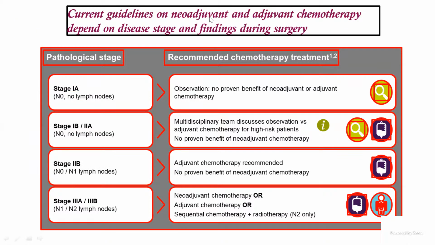These are the guidelines on neoadjuvant and adjuvant chemotherapy depending on disease stage and findings. Stage 1A, we will do observation. Stage 1B, 2A, this is a gray area. We need proper discussion. A multidisciplinary team needs to discuss whether this patient will benefit from neoadjuvant or adjuvant treatment. Stage 2B, adjuvant chemotherapy is recommended. No benefit of neoadjuvant chemotherapy has been shown. Stage 3A, 3B, neoadjuvant or adjuvant chemotherapy, sequential chemotherapy plus radiotherapy only if the patient has N2 disease.